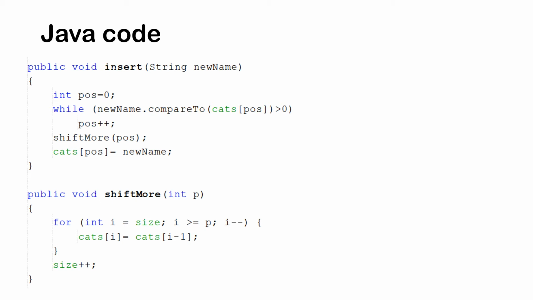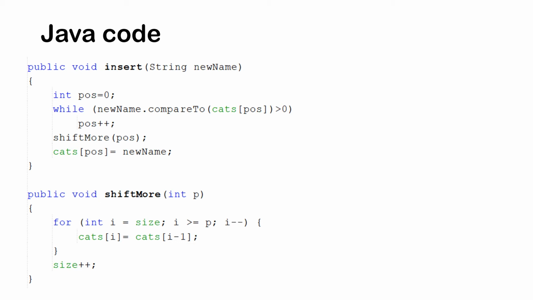Remember that while loop only has one statement in it. We'll keep going pos++ until we get to the new name that is not bigger than the cat at a certain position in the array. And then we will go shiftMore(pos), like I showed you, where you shift the cells starting from the bottom of the array. You shift them down one, and then you'll say cats[pos] = newName to put the new name into the position with the empty cell that you've created.